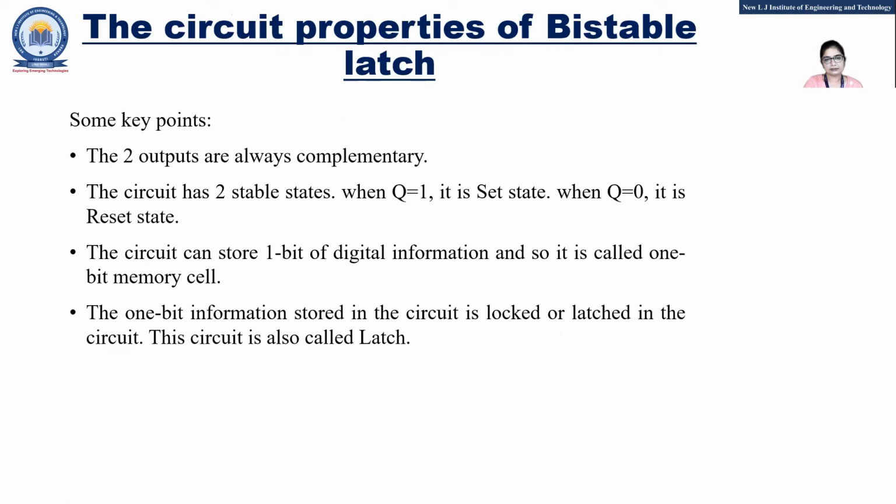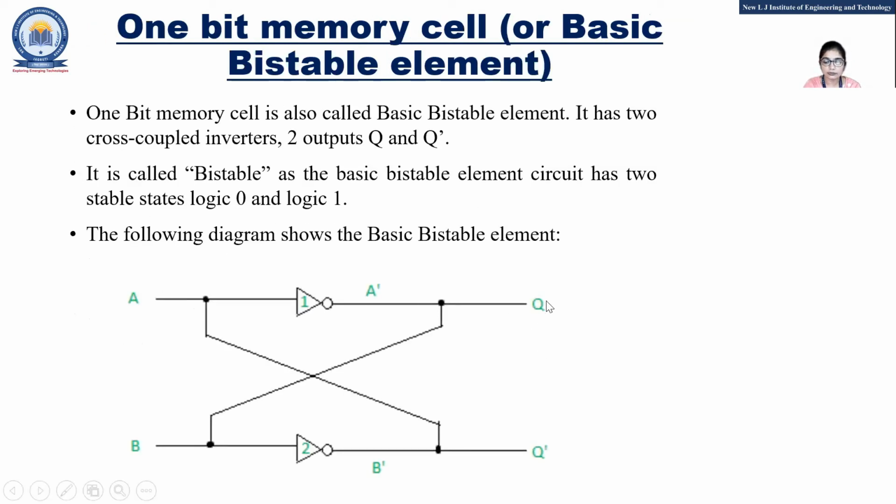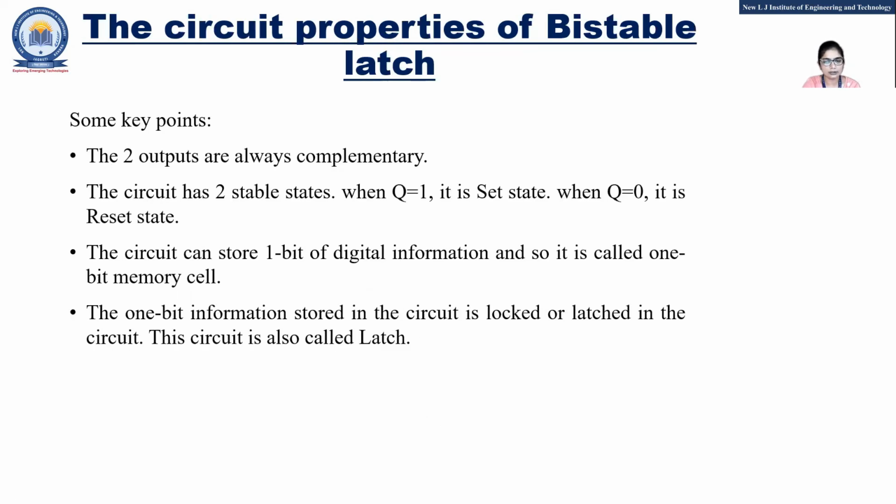Now we'll see the circuit properties of this bistable circuit, or we can say latch. We are getting 2 outputs, and these outputs are complemented to each other. The circuit has 2 stable states. When the output Q is equal to 1, this circuit is known as set mode. So whenever Q is equal to 1, the circuit is in the set state. Whenever Q is equal to 0, the circuit will be in reset mode, the reset state.